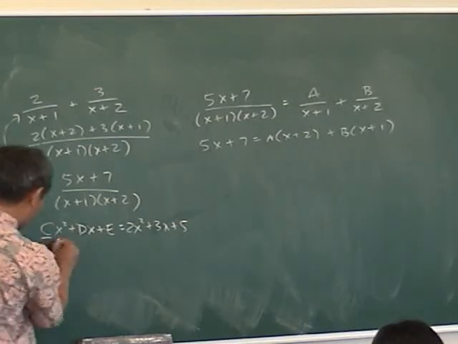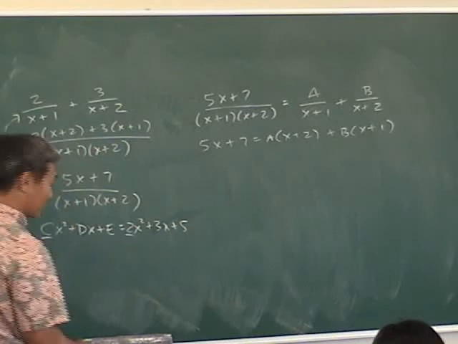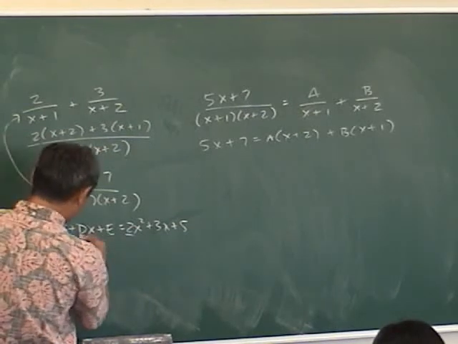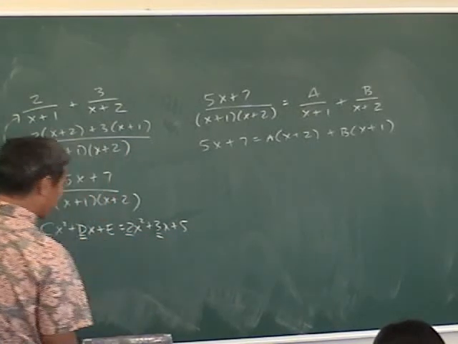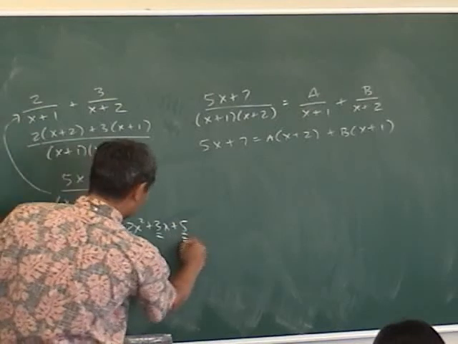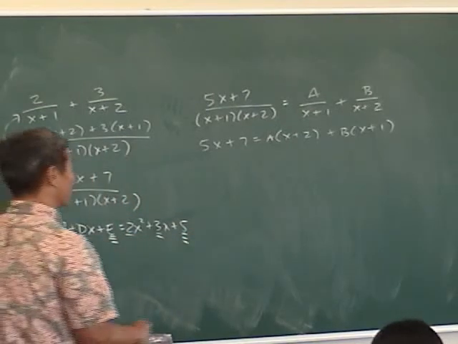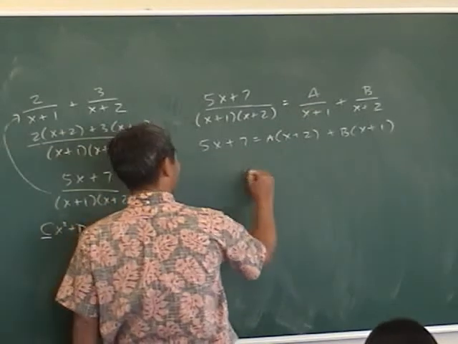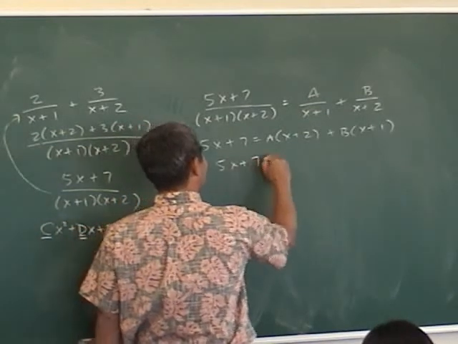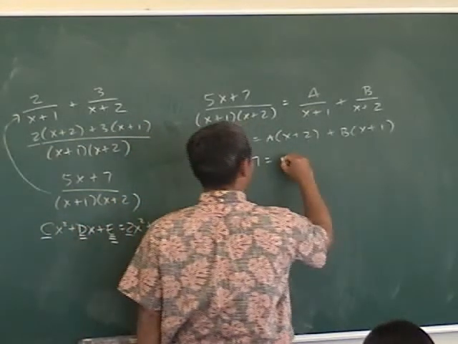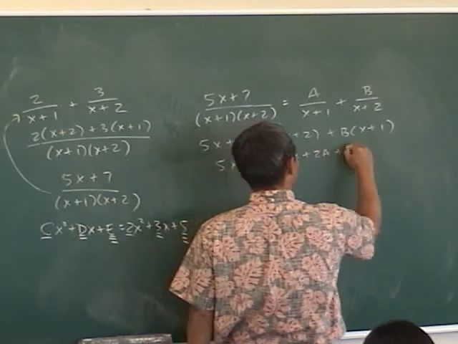See, the coefficient of x squared has to equal the coefficient of x squared there. The coefficient of x has to equal the coefficient of x there, and the constant here has to equal the constant there. That's called equating the coefficients. So we're going to do exactly the same thing, except we've got to do some work. So 5x plus 7 equals, you have to multiply this out: ax plus 2a plus bx plus b.